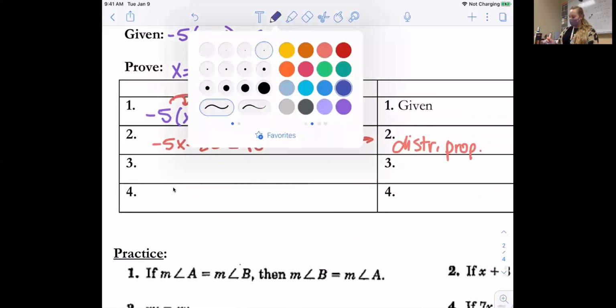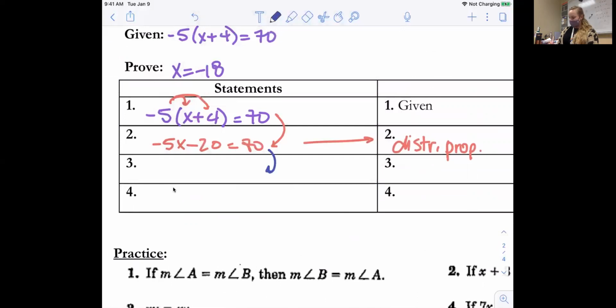All right, what do I need to do next? Add 20 to both sides. That gives me negative 5x equals 90. So I call that the addition property of equality.